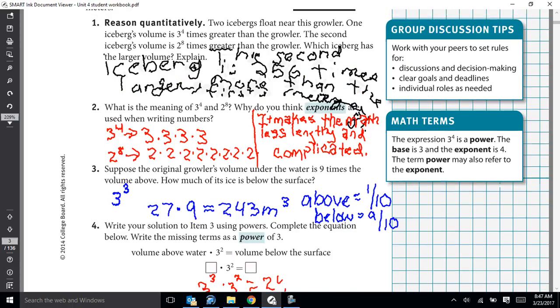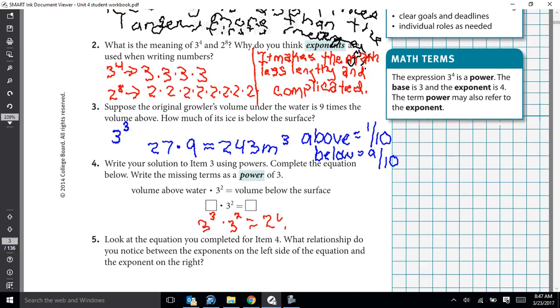All right, so looking at number 1. Oh, there you go. Sorry about that.